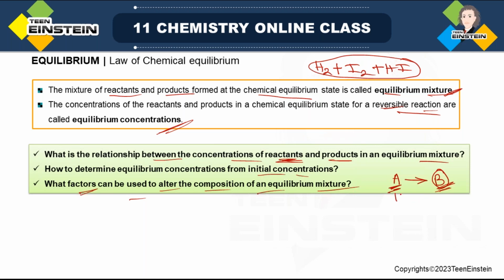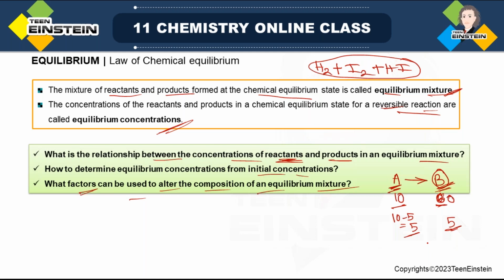So suppose out of 10 moles, only 6 moles we are getting. That means initially it is 10 and 0. But after some time, or you can say after equilibrium is reached, only 5 moles out of 10 have converted to B. That means the remaining amount of A is 5 and 5 moles of B are produced. So in the equilibrium condition, both A and B are present, 5 and 5.